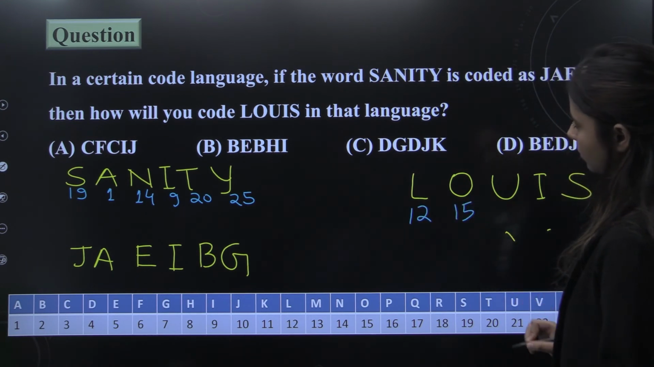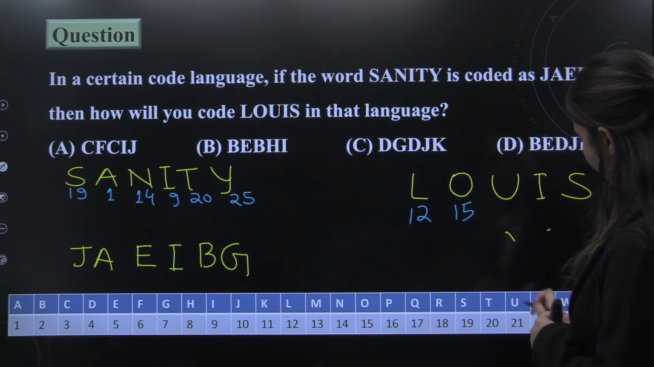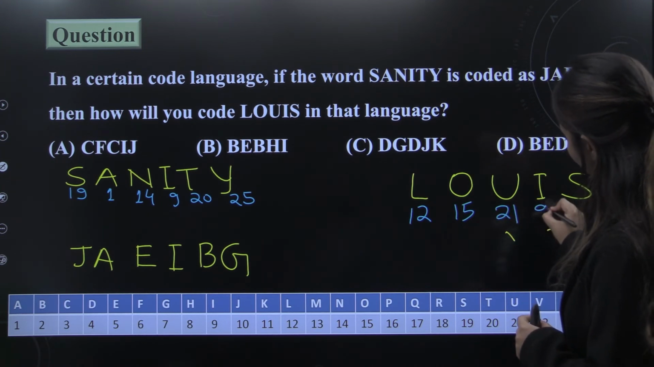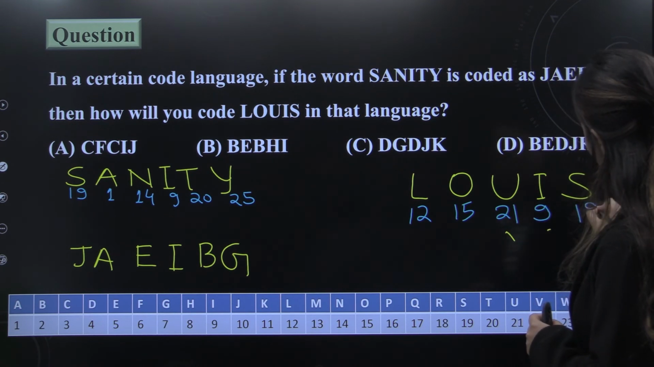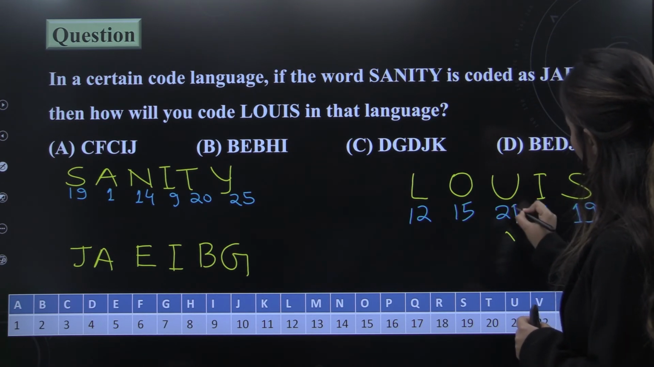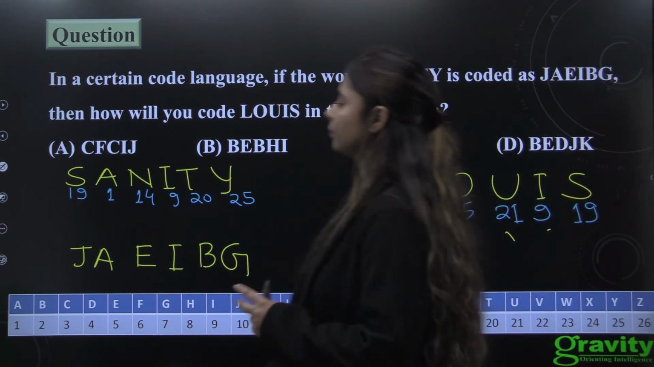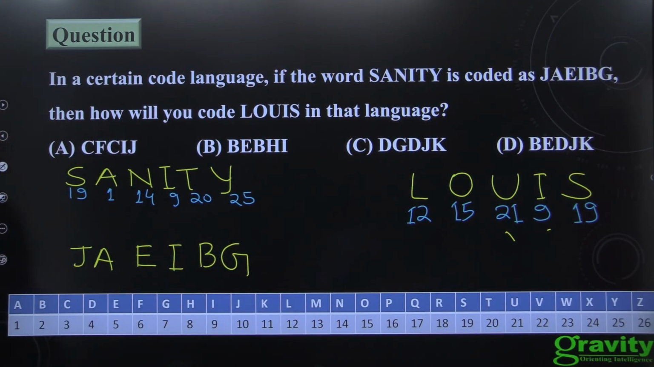Ma'am, is it the option D? No. Ma'am, is it B? A. A is the correct option.